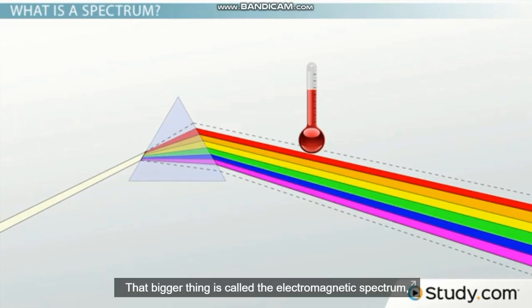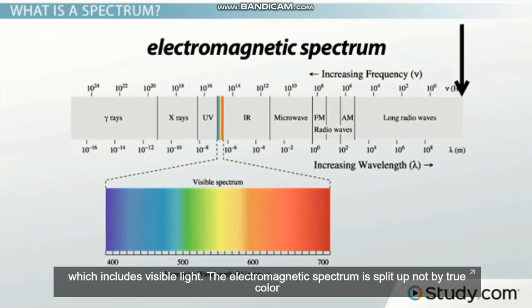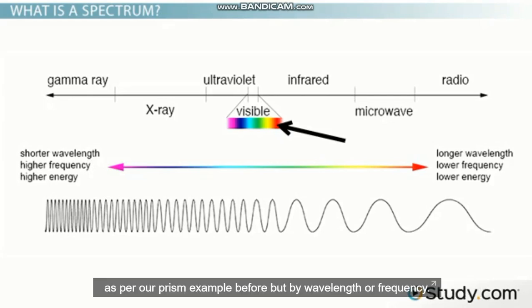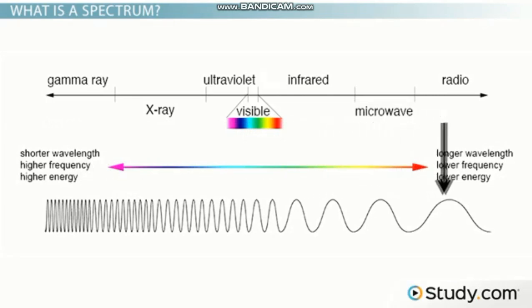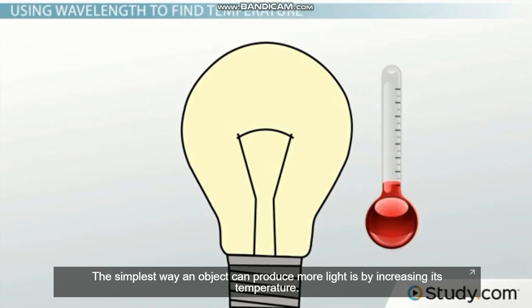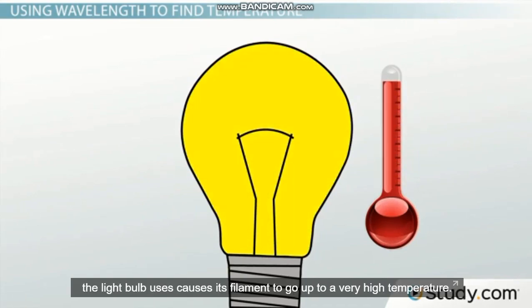That bigger thing is called the electromagnetic spectrum, and it includes all the different forms of electromagnetic radiation, or energy, which includes visible light. The electromagnetic spectrum is split up not by true color, as per our prism example before, but by wavelength or frequency. The simplest way an object can produce more light is by increasing its temperature. For example, a light bulb's filament emits light because the electrical energy the light bulb uses causes its filament to go up to a very high temperature.